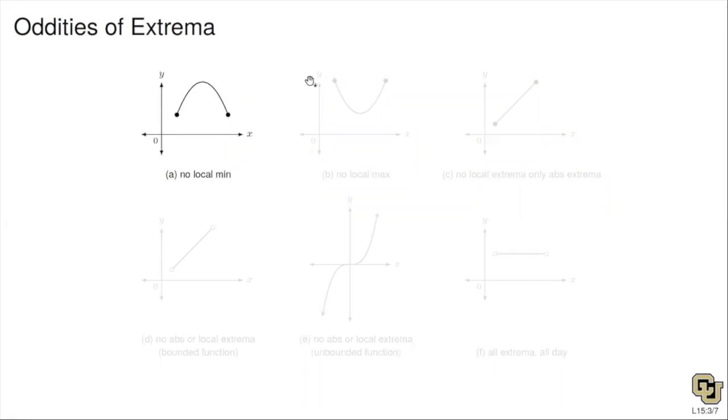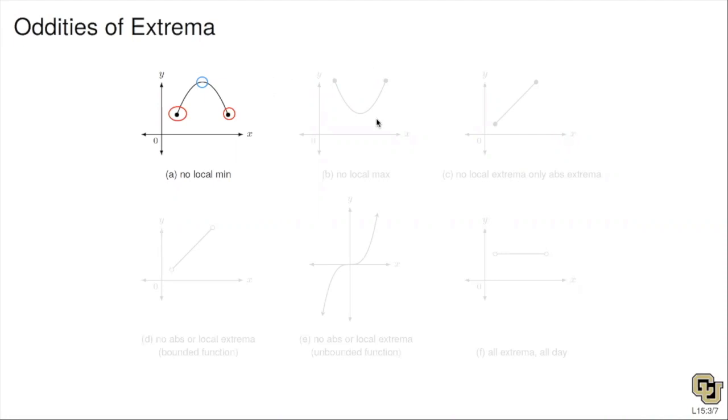So here, this does have an absolute min, it does have an absolute max, and it does have a local max. So the absolute min would be right here at the endpoints. The absolute max, which is also the local max, would be right here at the very top. That's your absolute max as well as local max. Now there are no local min.